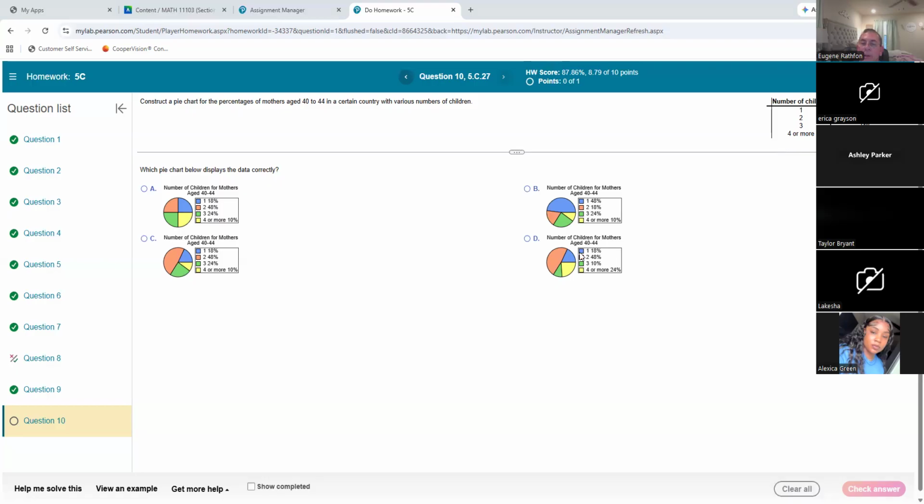So let's see this one. Blue, 18%. Two was 48%. Three, so they got this part wrong. The three should be yellow. I mean, this should be yellow where the green is and green where the yellow is. Okay, so you got to look at all the pieces and make sure they're big enough to represent that area. Okay, so technically the only one we can go with, what do you got? C, Taylor, good job.